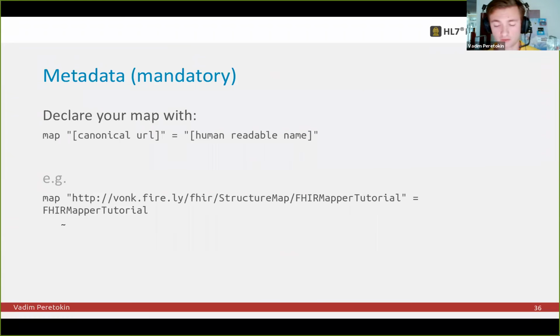So let's start off with the metadata. You can declare your map using the map keyword. After the map keyword comes the canonical URL of the map. And you are already familiar with canonical URLs. They're used in all conformance resources, such as CodeSystem, ValueSet, ConceptMap, etc., to uniquely identify that particular resource. So here, this is how we uniquely identify our map. We give it the canonical URL, and we give it a short name.